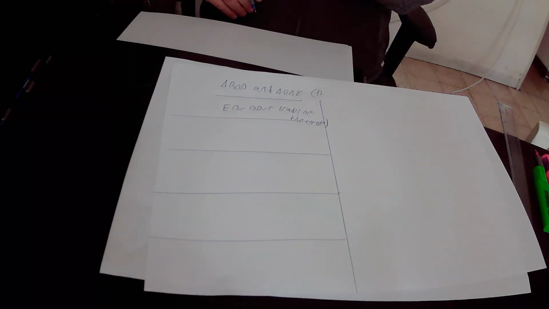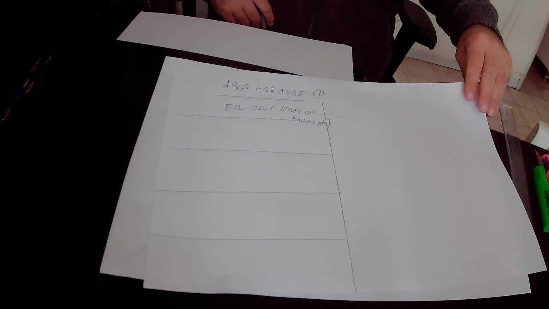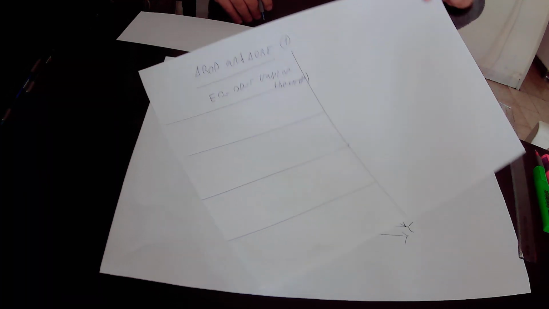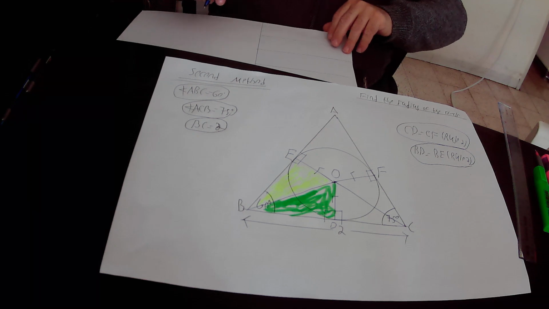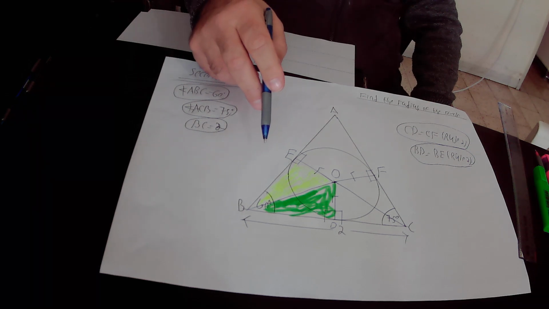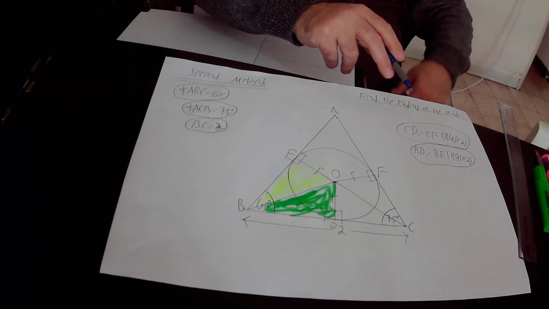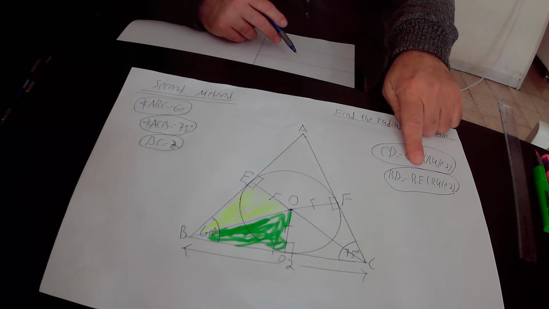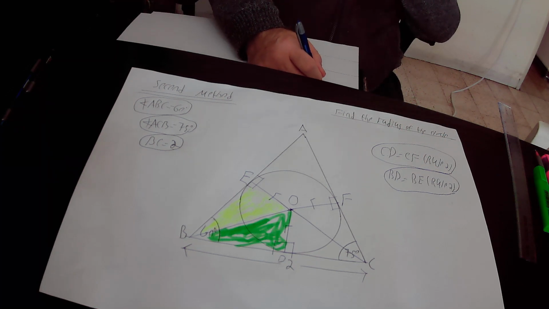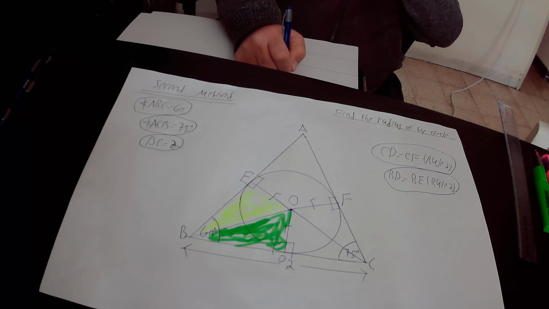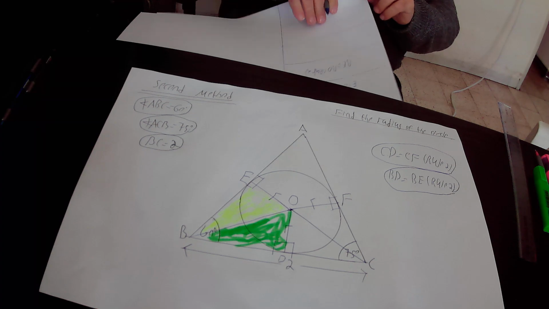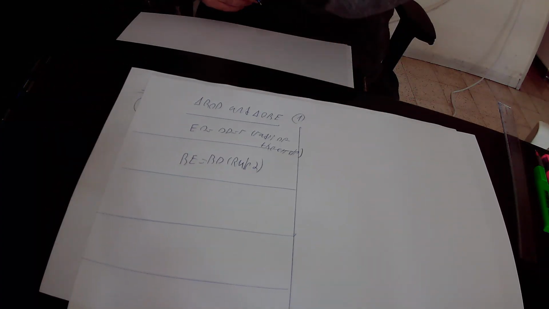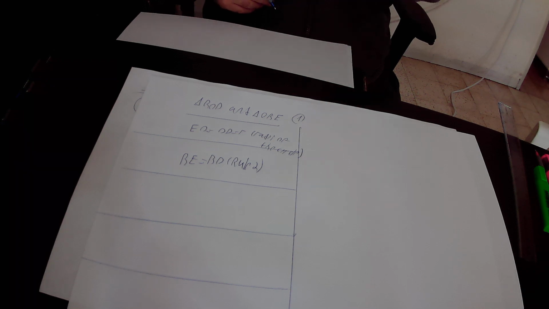I repeat again, side EO of the yellow triangle equals side OD of the green triangle. They are both equal to R because they are both the radii of the circle, therefore they are equal to each other. In addition, BE equals BD according to rule number 2. Side BE of the yellow triangle equals side BD of the green triangle according to rule number 2.